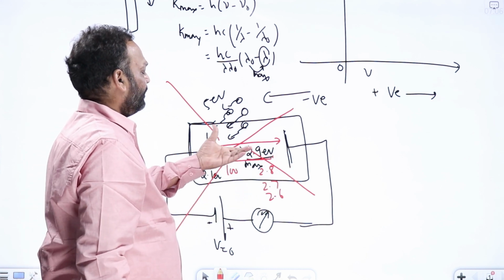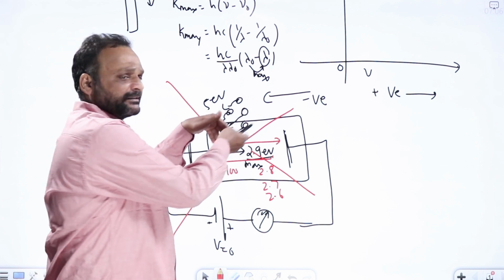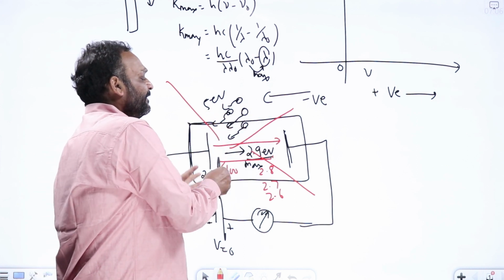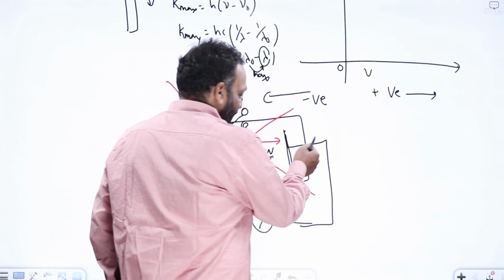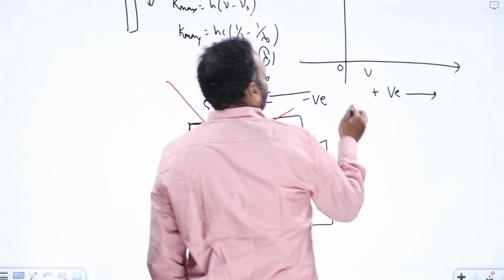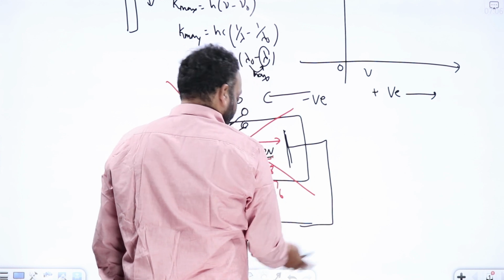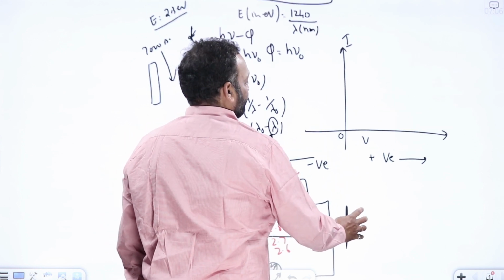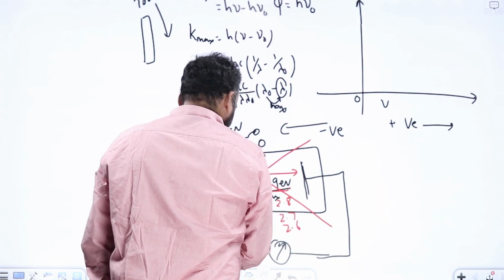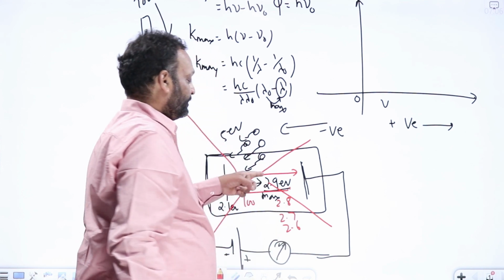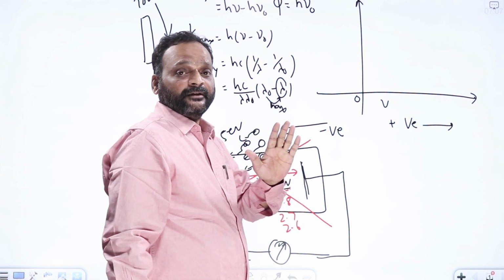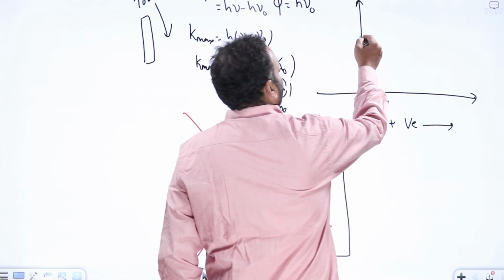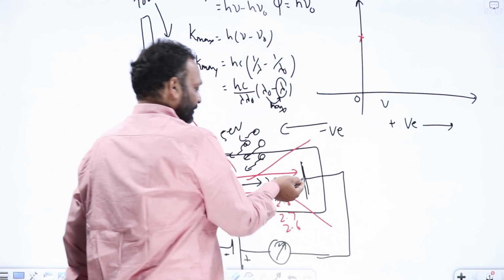Even then, some electrons will be moving straight towards that metal plate. Say out of 100, 60 electrons are moving straight towards the metal plate. Whatever current is flowing in the external circuit will be due to those 60 electrons only. This means that even though the potential difference in the photoelectric tube is 0, the current will not be 0. There will be some current because some electrons will reach the plate.